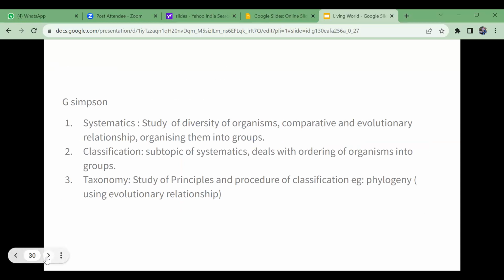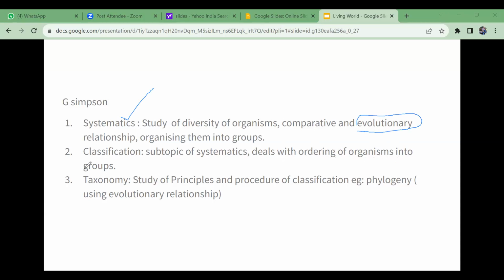Always remember, whenever there is a word evolution, it belongs to systematics. Systematics talks about evolution. This thing you have to remember. Now, what is classification? Subtopic of systematics. ये systematics के नीचे आएगा, classification, which deals with the ordering of organisms into groups.